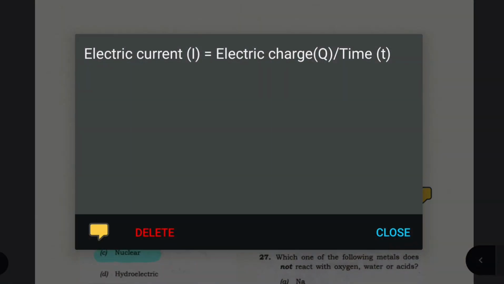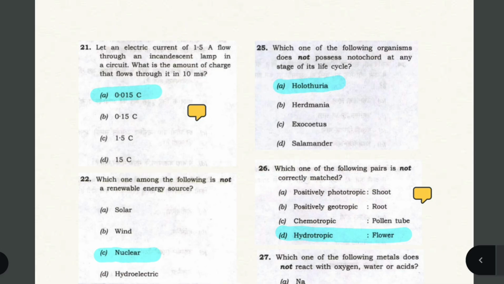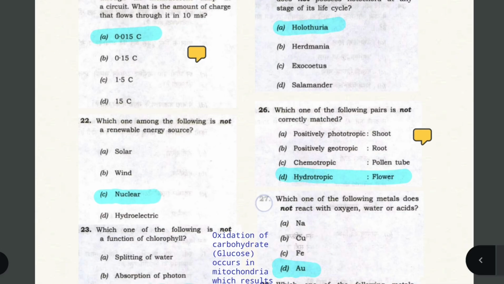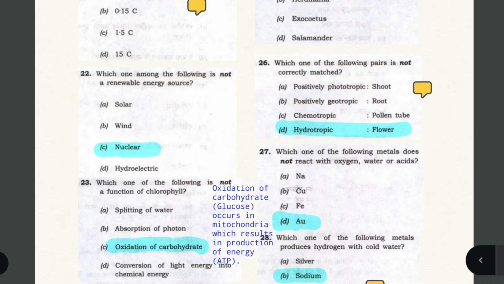We can use this formula: electric current is equal to electric charge by time. So electric charge will be electric current into time, and by using that formula we can reach that A will be the correct answer. Let's move on to the next question. Which one of the following is not a renewable energy source? Nuclear energy is not a renewable energy source.